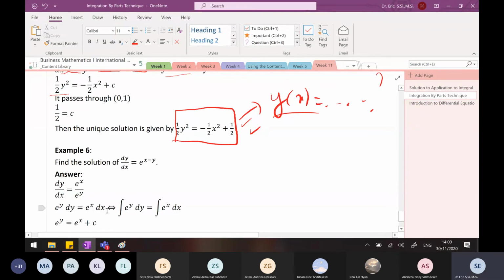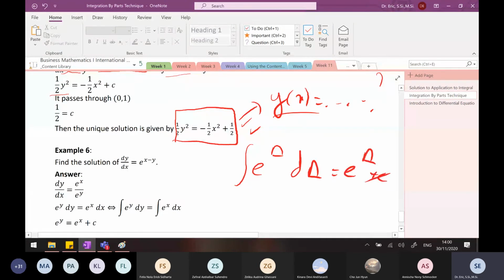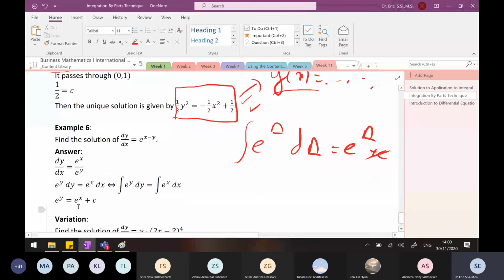I can integrate both. I have the integral of e^y dy equals the integral of e^x dx. So the integral of e^y dy is the integral of e to the power of square d square, so you have e to the power of square plus constant. But the constant is just for the right hand side. So we have e^y equals e^x plus constant. So this is the solution. This is the final solution that satisfies this differential equation.